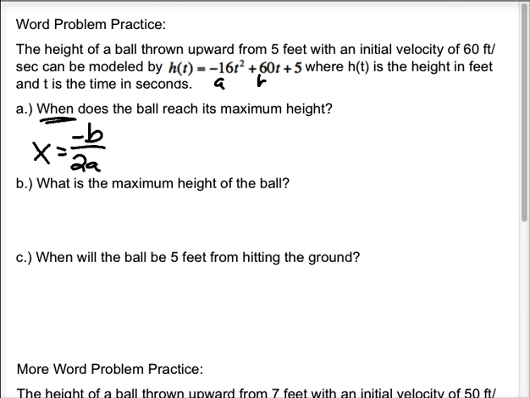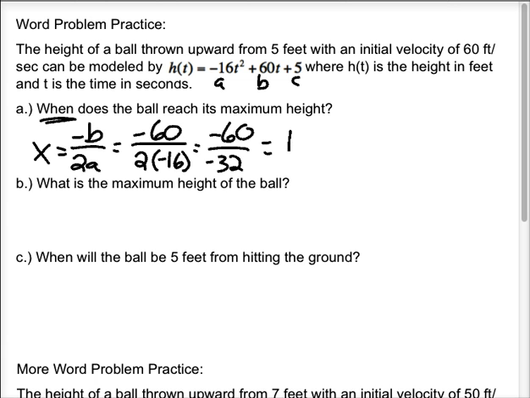So here's a, b, and c. So -b, so -60 over 2 times a. So -60 divided by -32 gives me 1.875 seconds. Now, if your calculator shows you the ending value, so you can see there's 3 decimals here, I want you to write all 3 decimals, okay? That's going to be important. So show me all of those decimals when you're answering these.